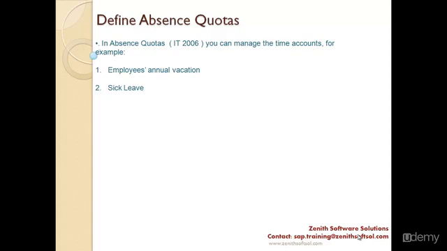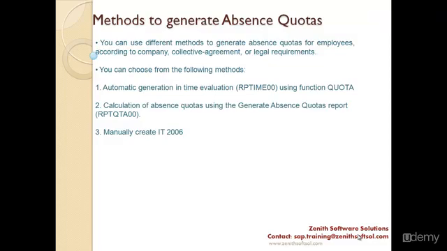Now, what are the different methods to generate the absence quotas? You can use different methods to generate absence quotas for employees according to the company's requirement. SAP has provided 3 different options. The first one is automatic generation in time evaluation. There is a program called RPTIME00, which is nothing but time evaluation. This can be used to generate the quota automatically for a group of employees.